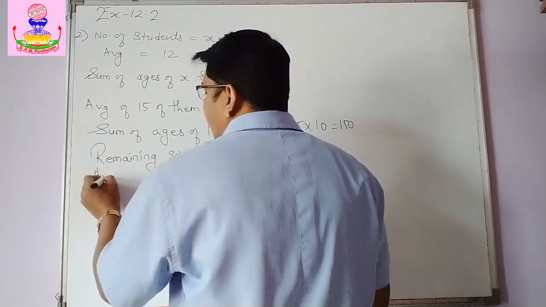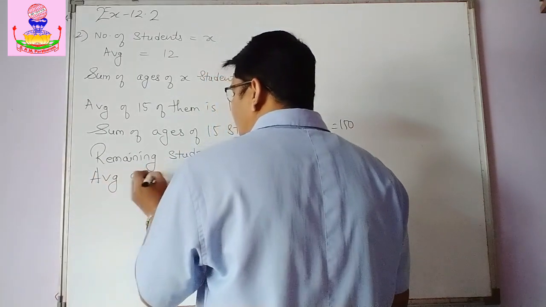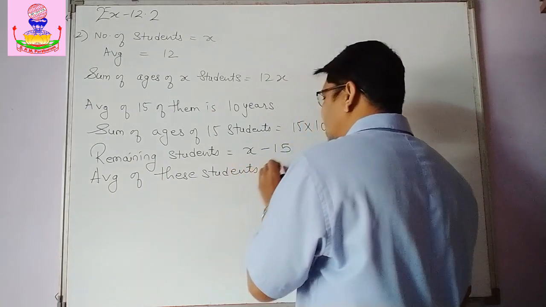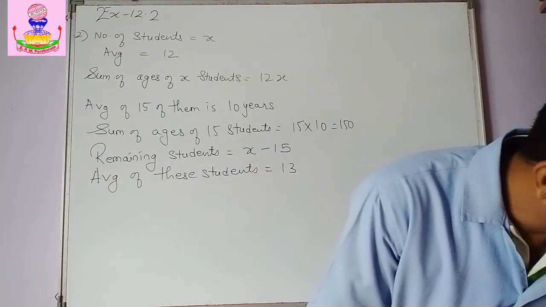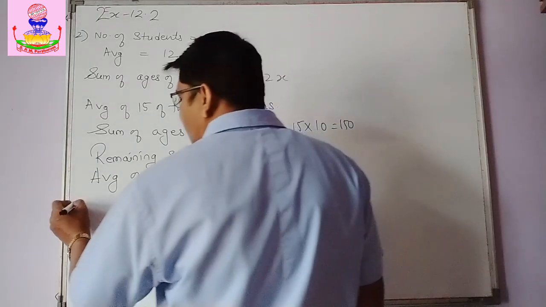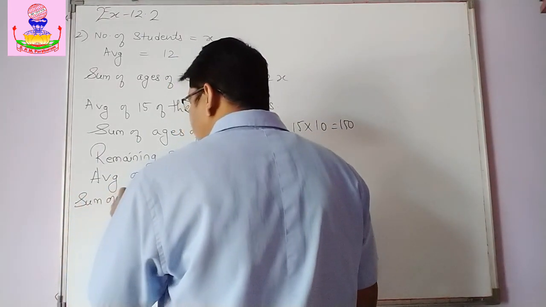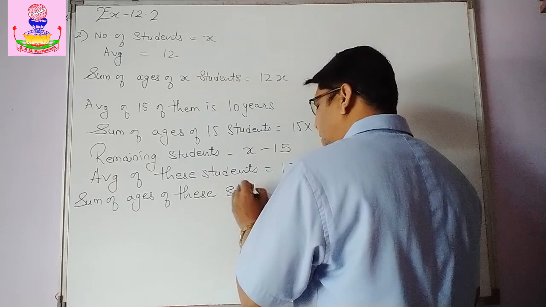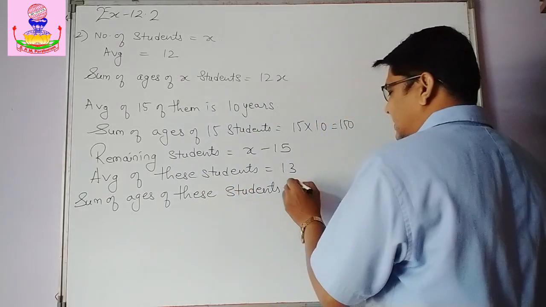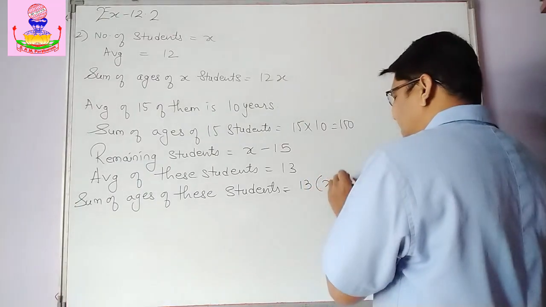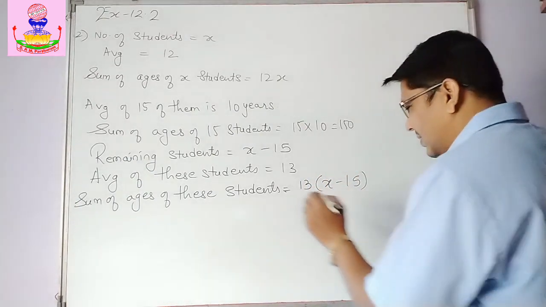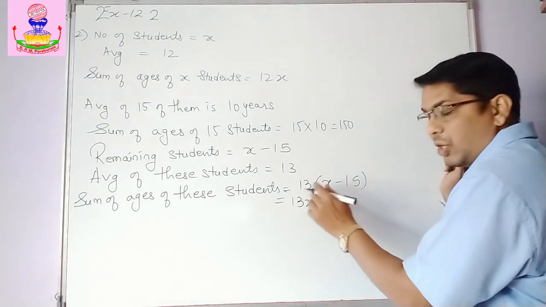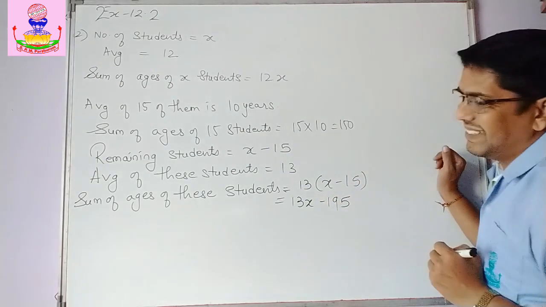So I can get the sum of their ages. The average of these students is 13, right? So the sum of ages of these remaining students will be 13 into x minus 15. That will come out to be 13x minus 13 times 15: 13 times 5 is 65, 6 carry on, 13 plus 6 is 19, so 195.